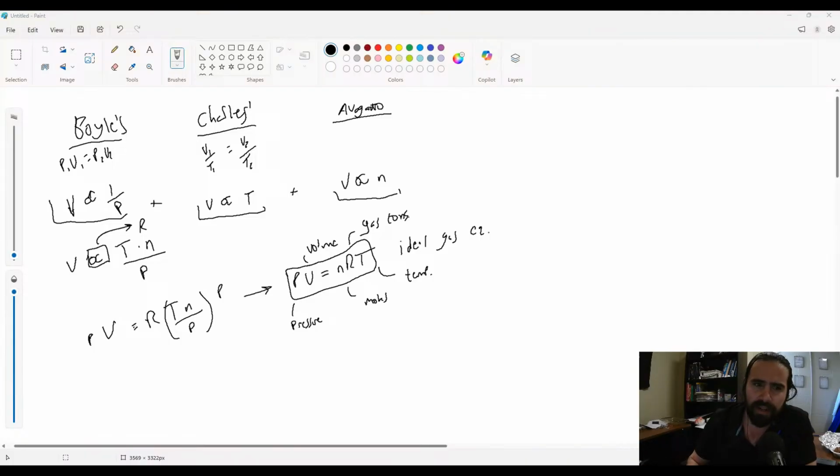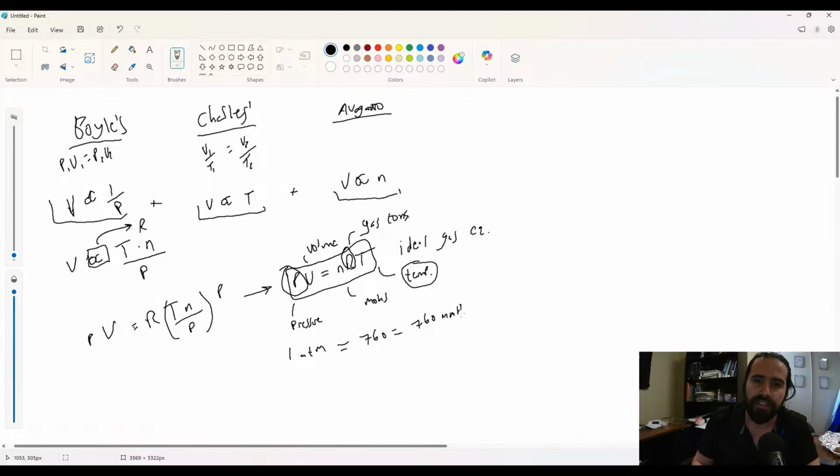Now, I want to spend a little bit of time real quick on this R, this gas constant. Because remember, we talked last time about how there are different kinds of units for pressure, and different kinds of units for temperature. So 1 atmosphere is equal to something like 760 torr, which is equal to 760 millimeters of mercury.